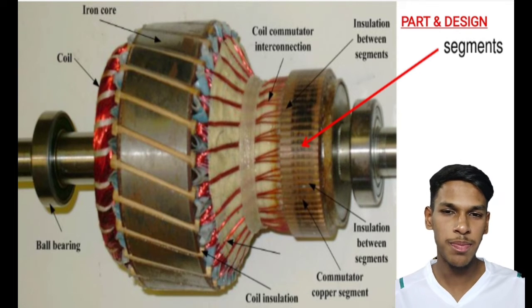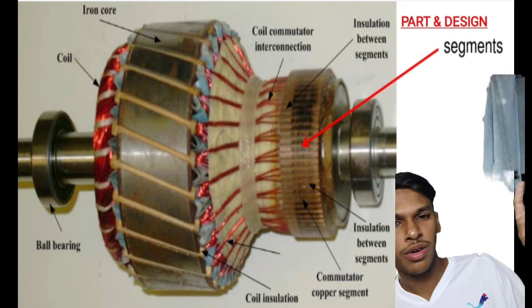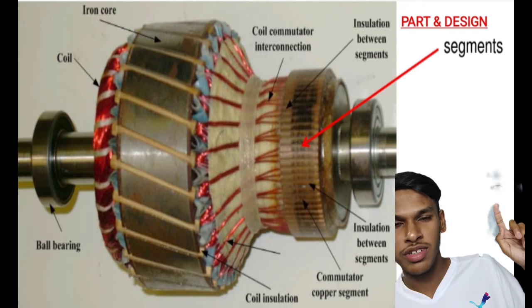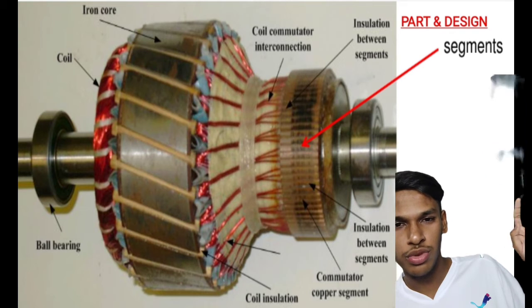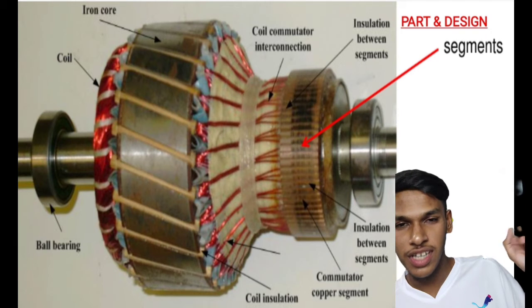As you can see, this is the part and design of DC motor. It has ball bearing, coil, iron core, coil insulation, coil commutator interconnection, commutator copper segment and insulation between segment.